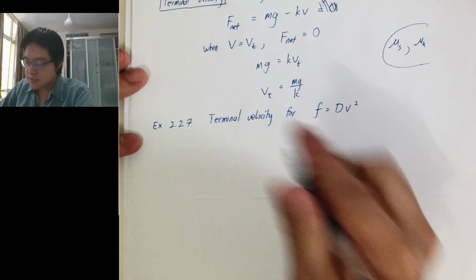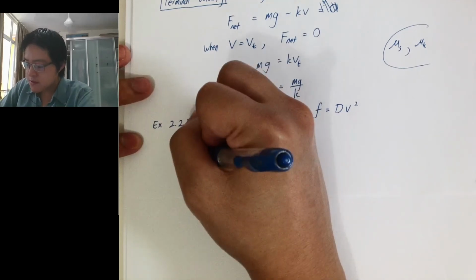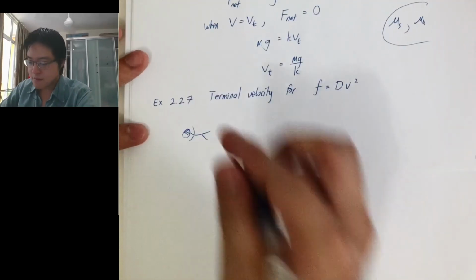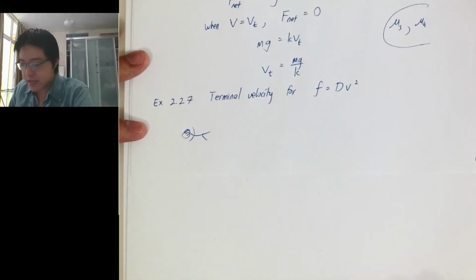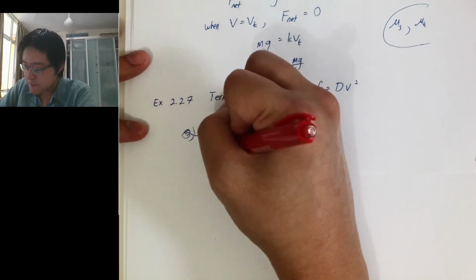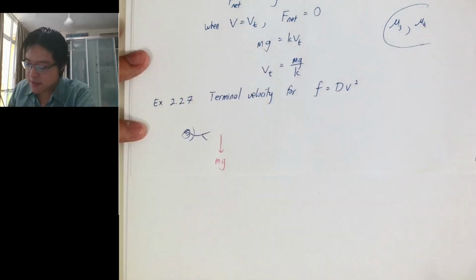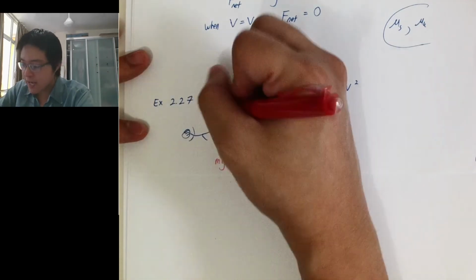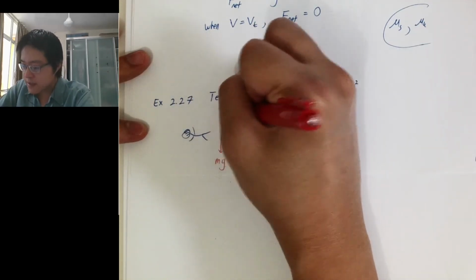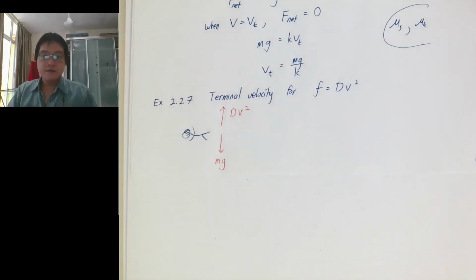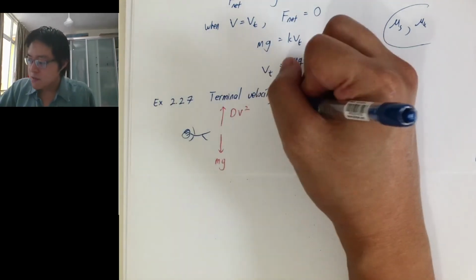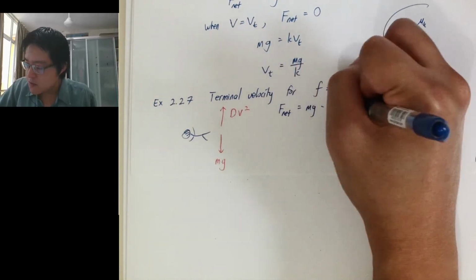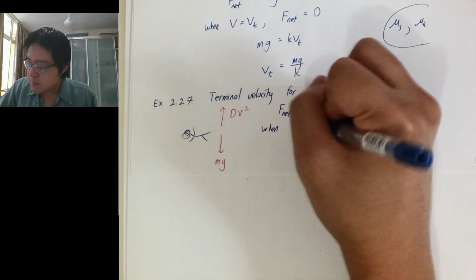Same thing, we are still talking about a skydiver. A skydiver is a person falling out of a plane. Before opening the parachute, he is undergoing free fall. Free fall means there's no external force, so there's just mg, but he is falling through air, so there's going to be air resistance. So my net force acting on this person is mg minus d v squared. I want to find the terminal velocity.